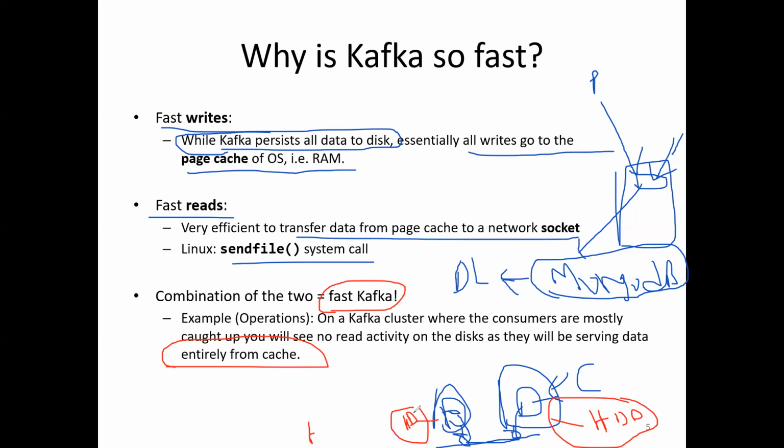When I'm publishing the data, I use the RAM. When I'm consuming the data, I use the RAM. And it is very efficient to transfer data from hard disk to RAM and from RAM to the other RAM through sockets. So this is the reason that Kafka is able to have a very good throughput speed. That's the main thing.